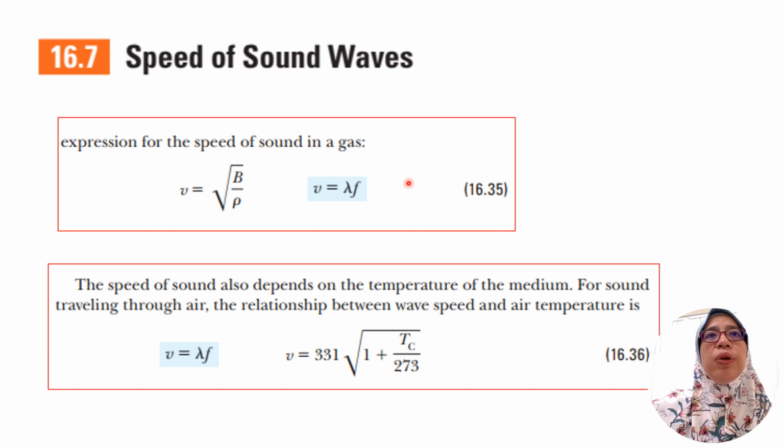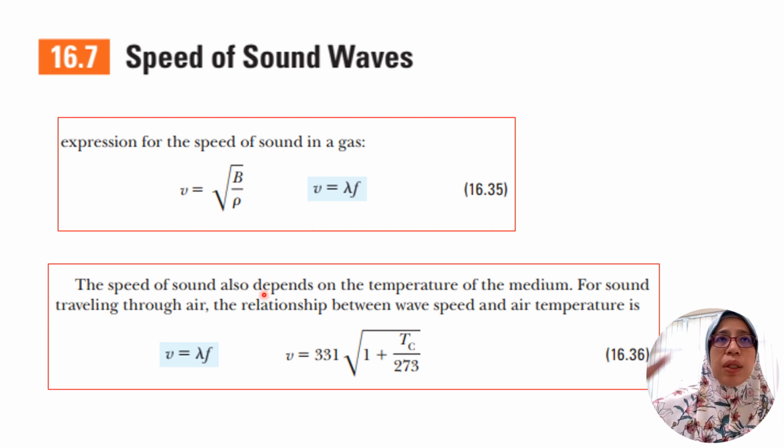Alright, the speed of a wave in general also obeys f lambda, but specific to sound in gas, it is bulk modulus over density. Alright, this is also given in the equation sheet if I'm not mistaken, so double check. Now, the speed of sound, we have two things to consider.